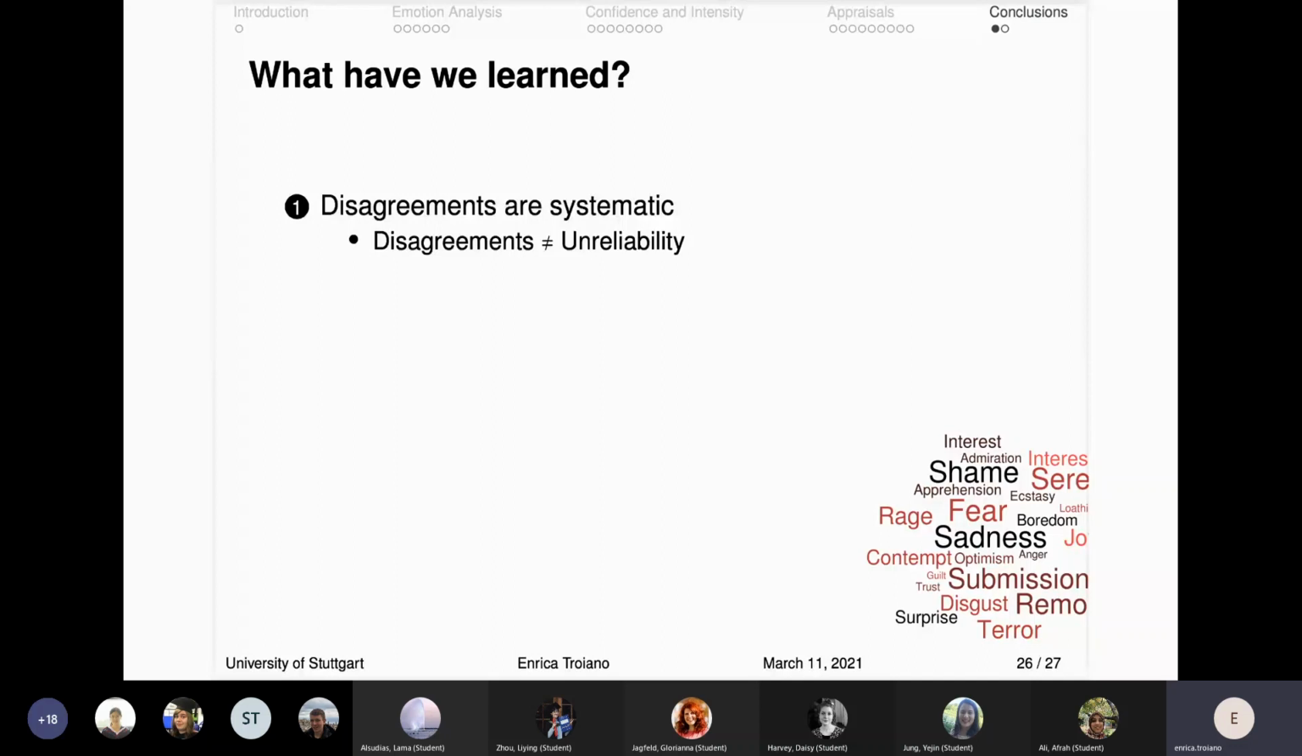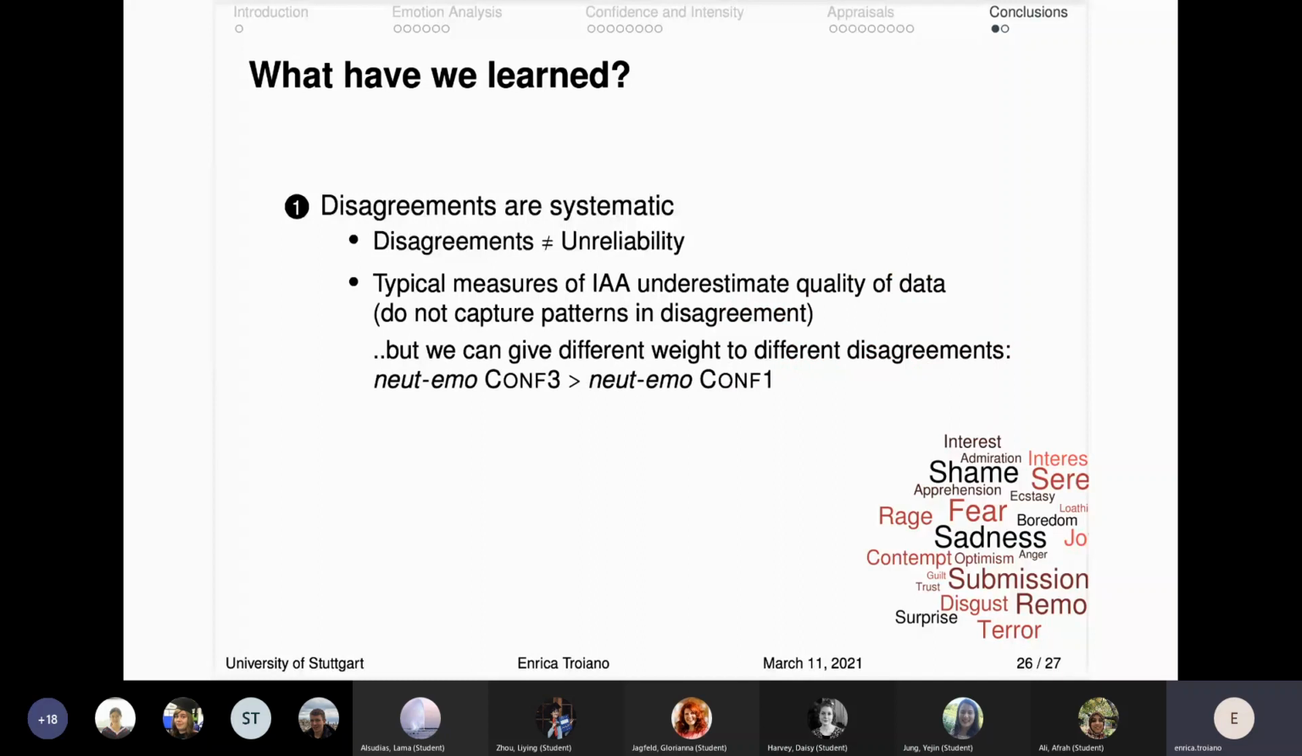And in fact, the annotators themselves predicted when they thought they would disagree with the others. So in a way, this is good news, but it also points to a problem, which is not a new problem in annotation studies: typical measures of inter-annotator agreement tend to underestimate the quality of data because they treat random disagreements and systematic disagreements in the same way. They do not account for patterns of disagreements. And so I think we can solve the situation, for instance, by asking annotators to rate their confidence. We may assign different weights to different types of disagreements. We may want to punish more disagreements that arise when annotators are extremely confident of their answers, compared to disagreements that arise when annotators are unsure about their performance.